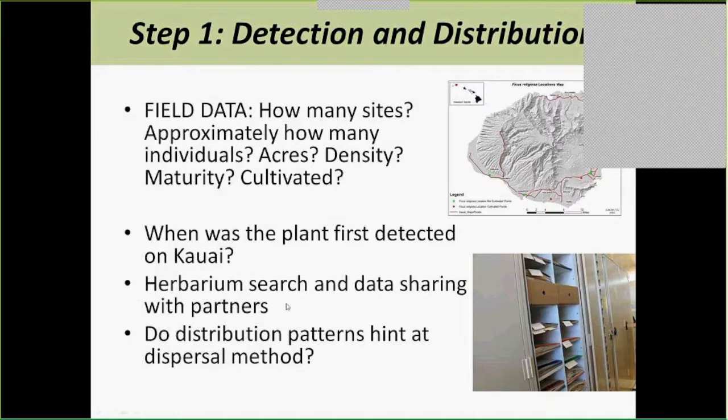And a lot of the herbaria, so I think Bishop has most of their Hawaiian Island stuff digitized, and National Tropical Botanical Garden is majority digitized as well. So sometimes looking for this data is just as easy as searching a database. There's not really any excuse why you shouldn't look there to see if you can find additional locations of your plants. And also, this is where we would map our points out and see if the distribution patterns hint at a dispersal method, like gravity or bird dispersal, or if it's dispersing along waterways or something like that. Sometimes you can't really tell, but it could be helpful down the road.